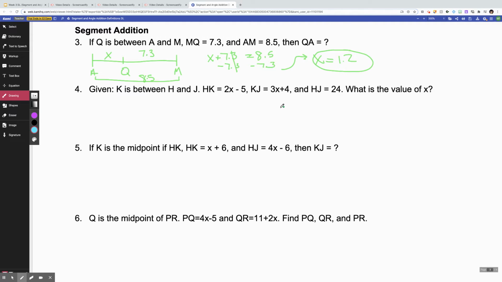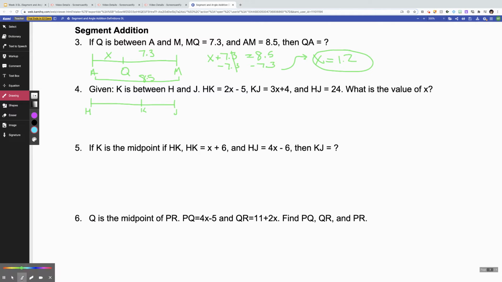Okay, let's look at number 4 here. This one's a little bit trickier because it's dealing with some expressions. This says K is between H and J. So let's go ahead and draw that. I have H and J as my endpoints, and just for fun, let's put K over here this time.